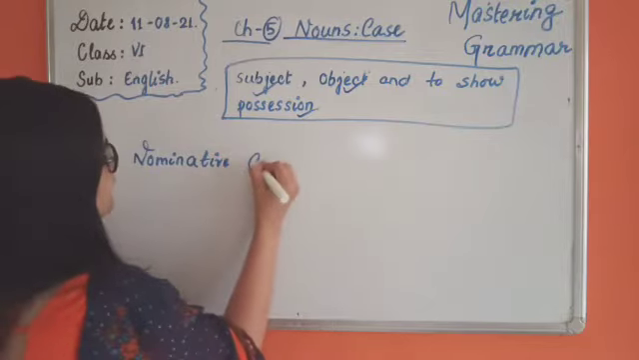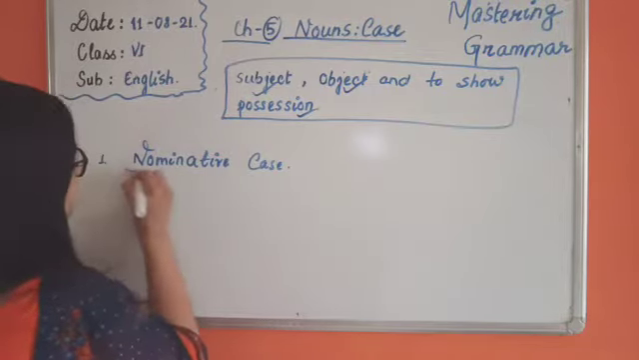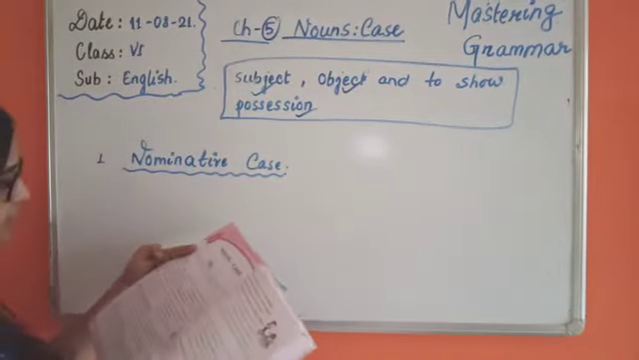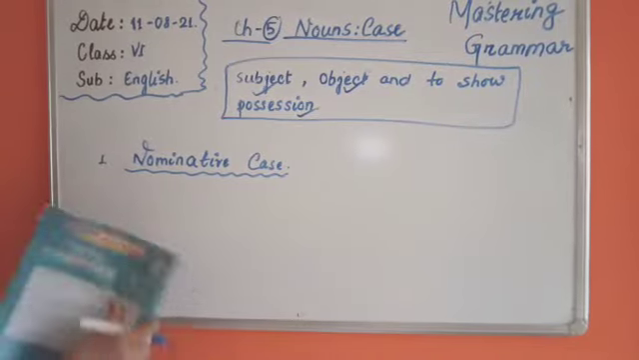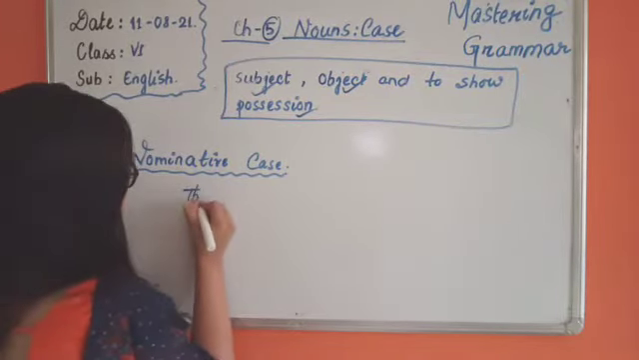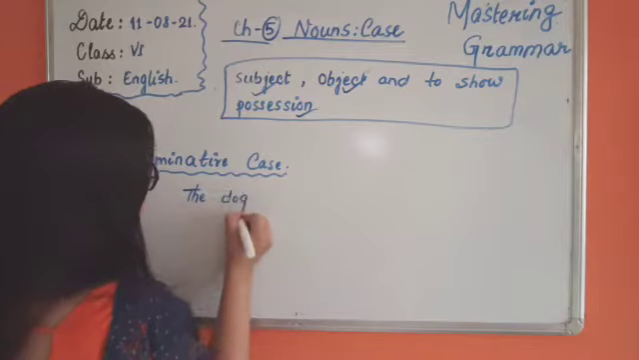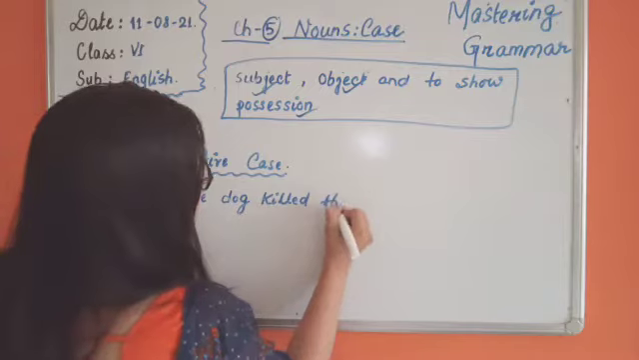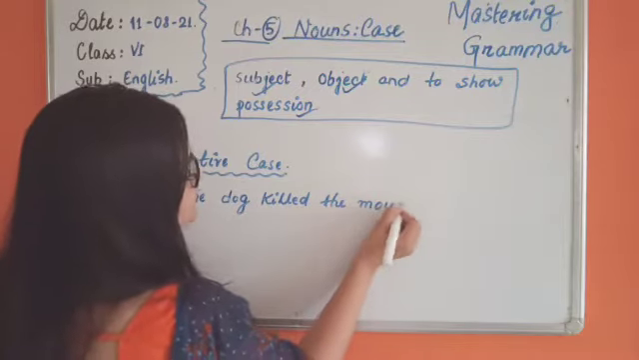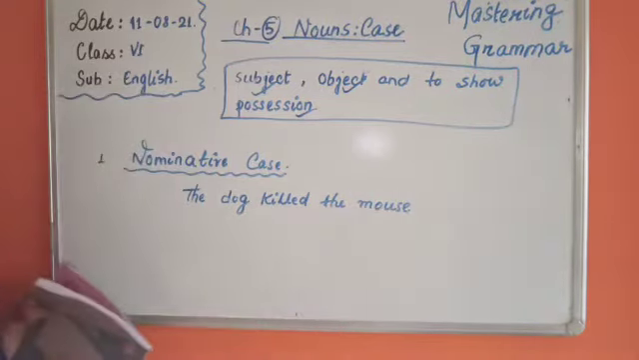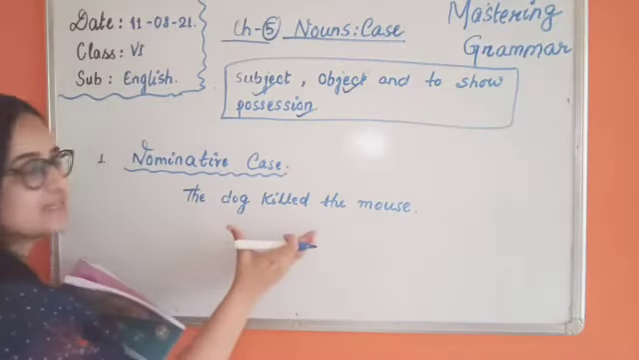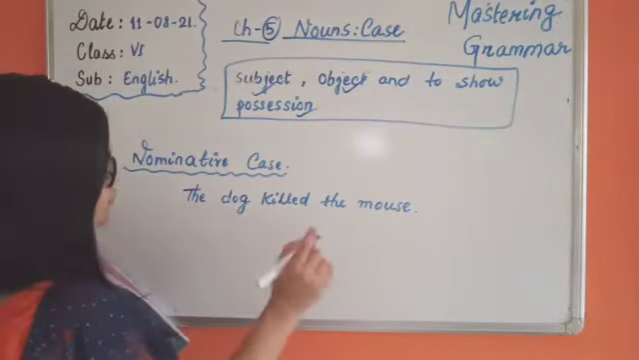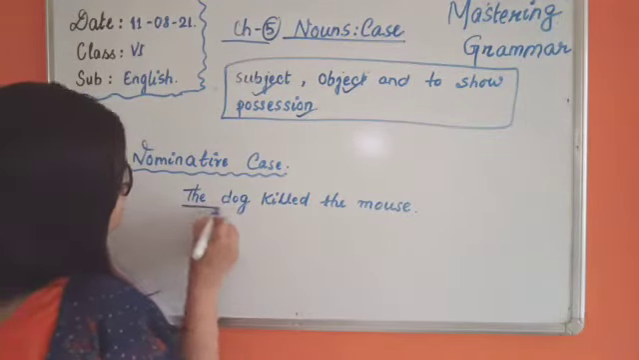Okay, now let's see what this is. I'll help you with one example first. The dog killed the mouse. This example is in your book as well. So children, from the sentence it will be easy for you to spot the subject, right? So the dog is our subject.